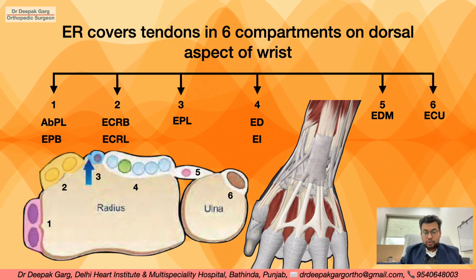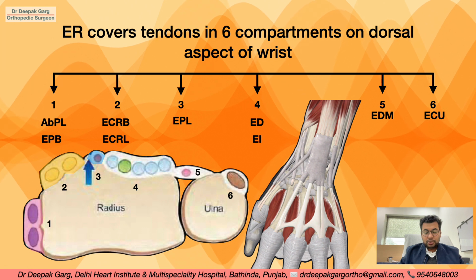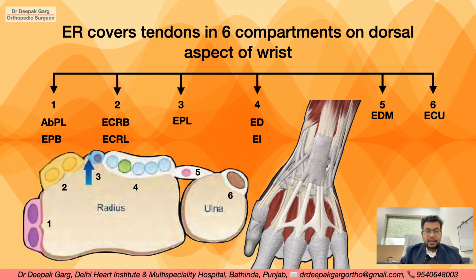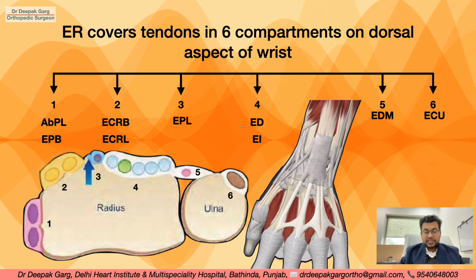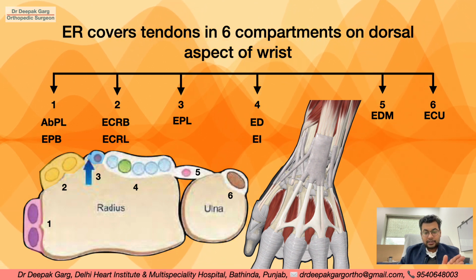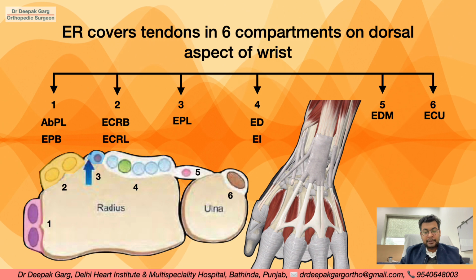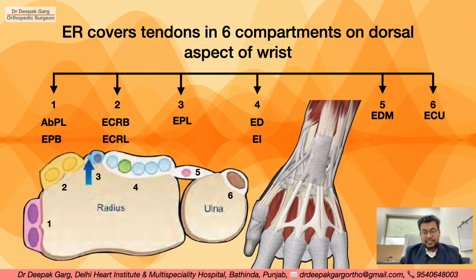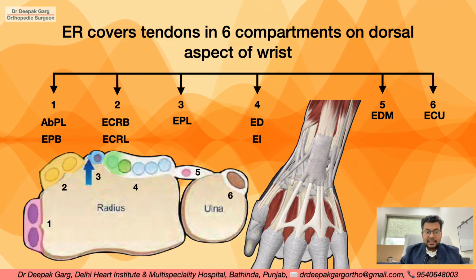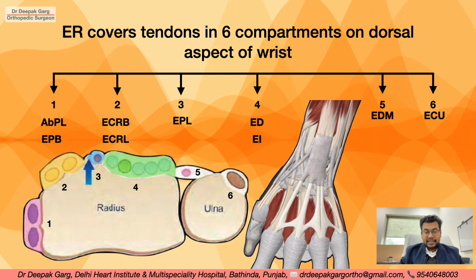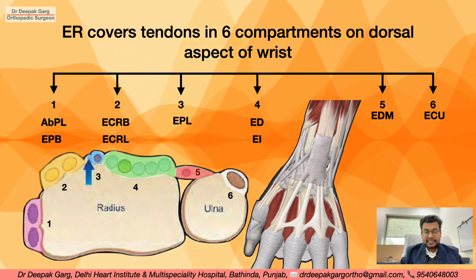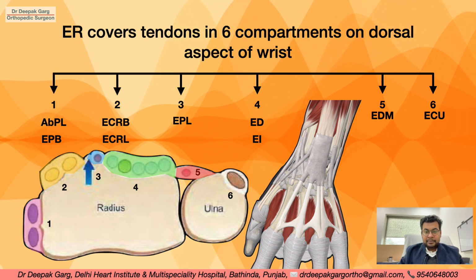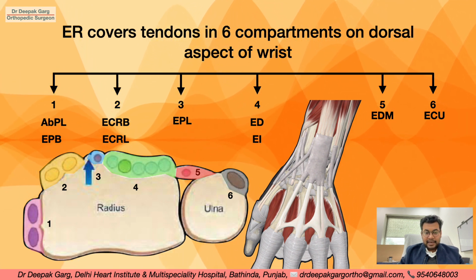This arrow shows an elevation over the bone, which is called the Lister tubercle. We need to palpate the Lister tubercle, and if we go radial to the Lister tubercle, it is compartment number 2, and if we go ulnar to the Lister tubercle, it is compartment number 3. Compartment number 4 contains the tendons of extensor digitorum and extensor indicis. Compartment number 5 contains extensor digiti minimi, and compartment number 6 contains extensor carpi ulnaris.